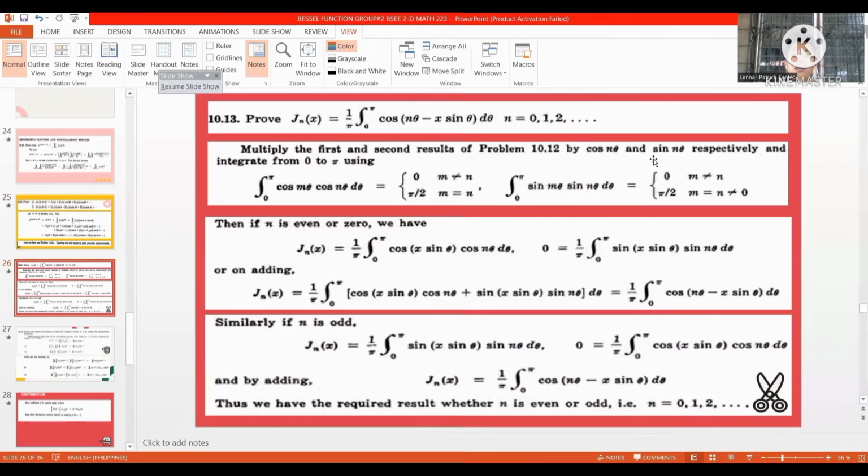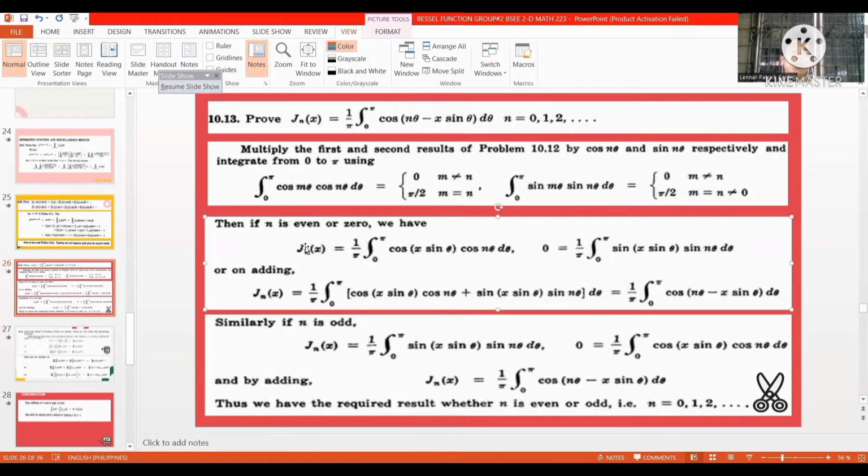Multiply by cos nθ and sin nθ respectively, and integrate from 0 to π. The integral from 0 to π of cos mθ cos nθ dθ is equal to 0 for m not equal to n, and π/2 for m equal to n. The integral from 0 to π of sin mθ sin nθ dθ is equal to 0 for m not equal to n, and π/2 for m equal to n not equal to 0.